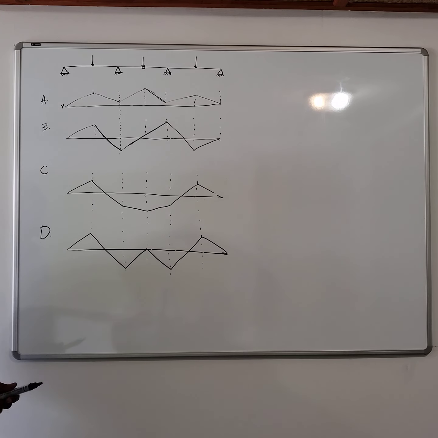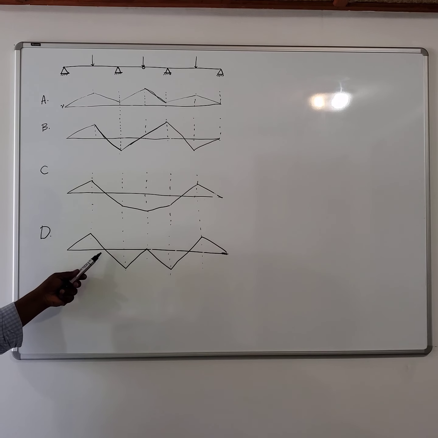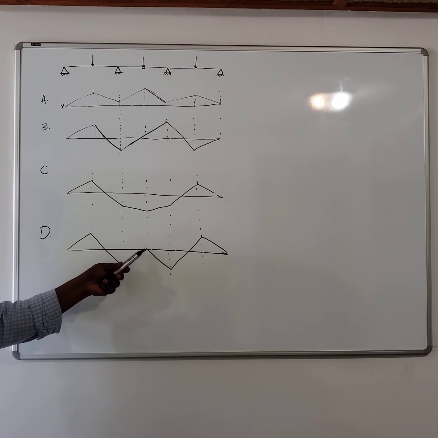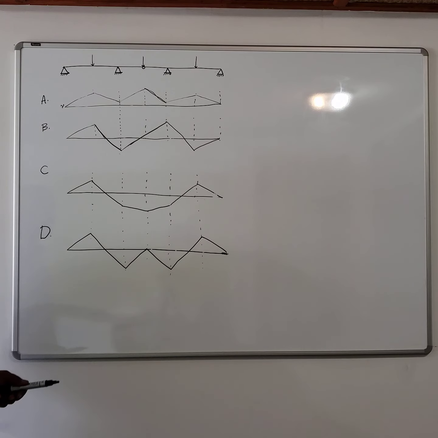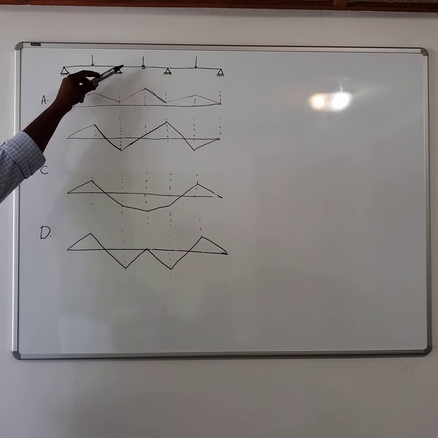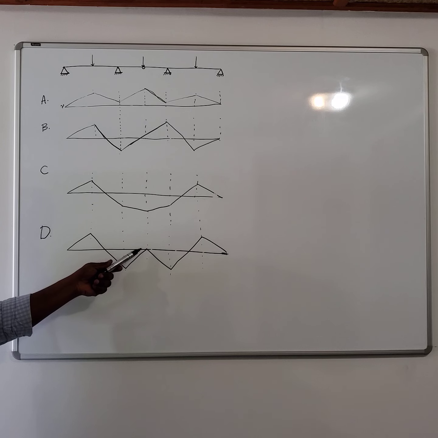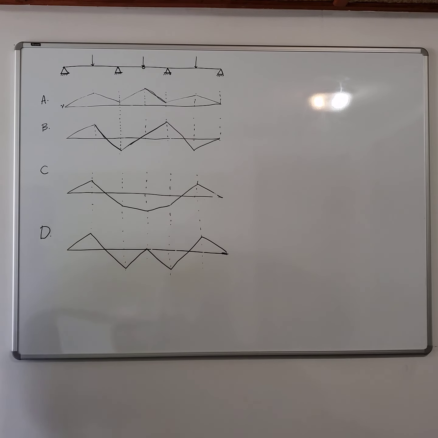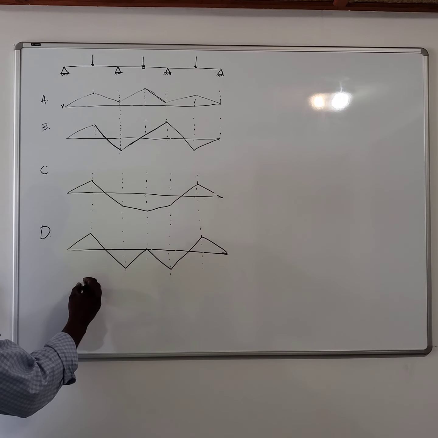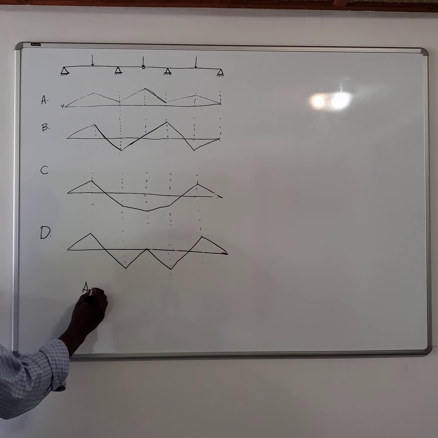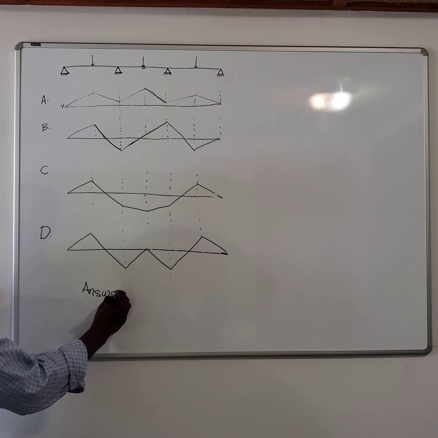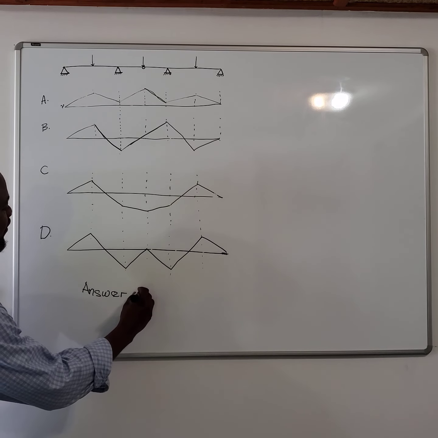So now we come to D. D, you look at the diagram, bingo. You have the hinge coinciding with a point on the diagram where the moment is 0. So option D is our answer. So the answer is D.